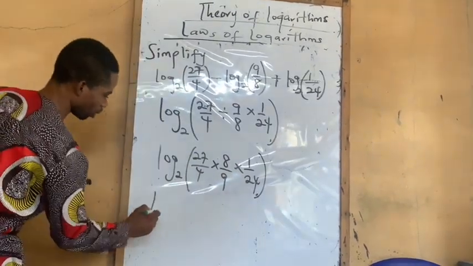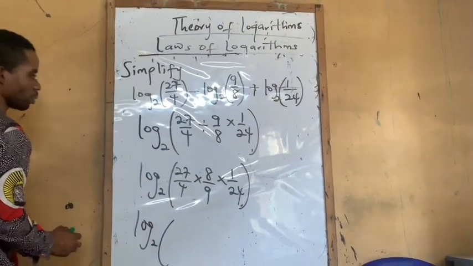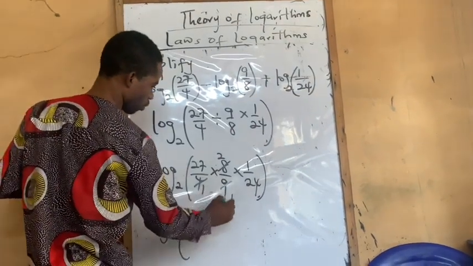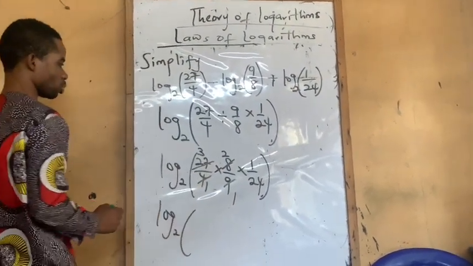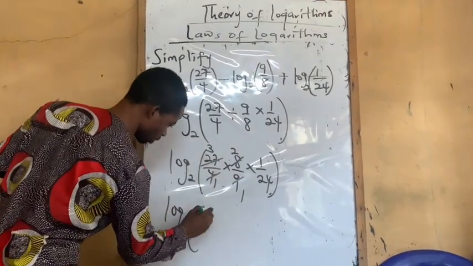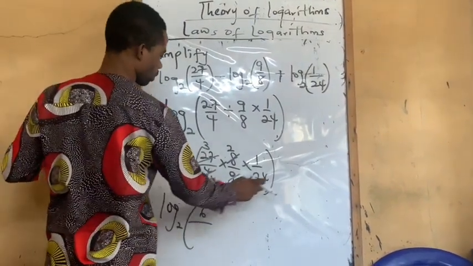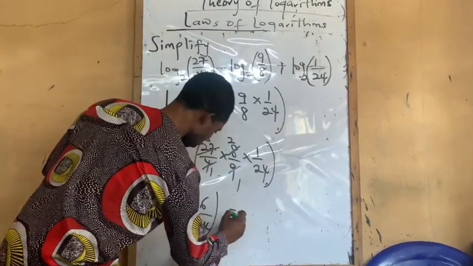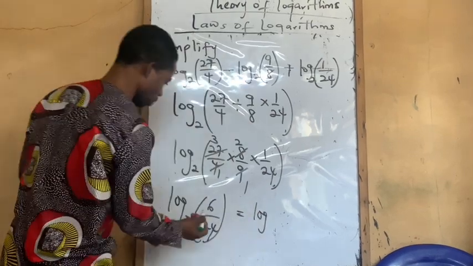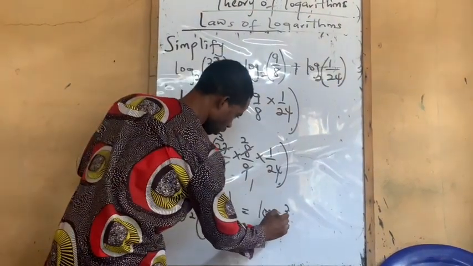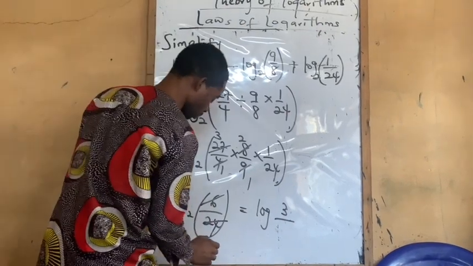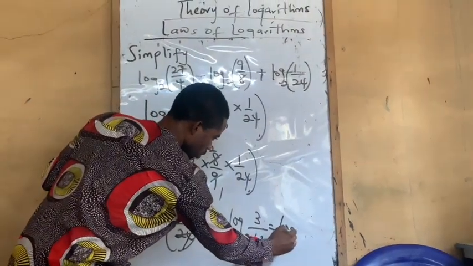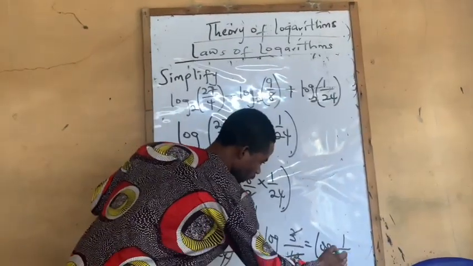So that means you have log base 2. 4 goes into 4 once, and 4 goes into 8 twice. But again, 9 goes into 9 once, and 9 goes into 27 three times. So you have 3 times 2, that is 6. 6 times 1, that is 6 over 1 times 1, 1, and 1 times 24, that is 24. Now, 2 can go into 6 three times, and 2 into 24 is 12.